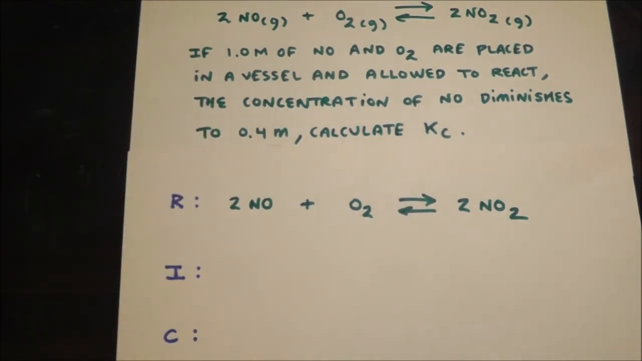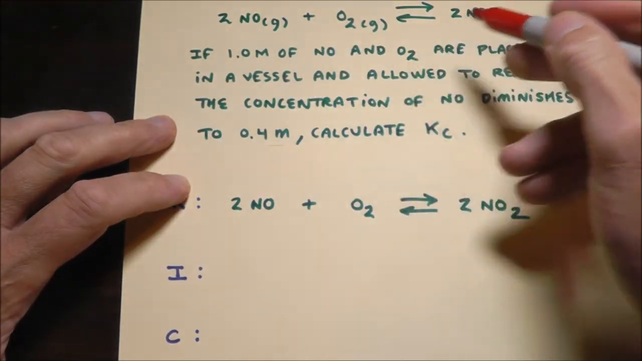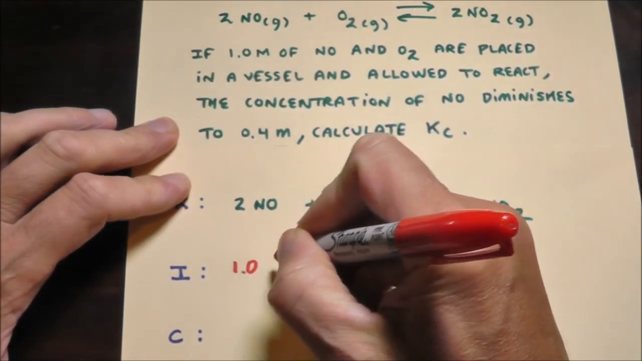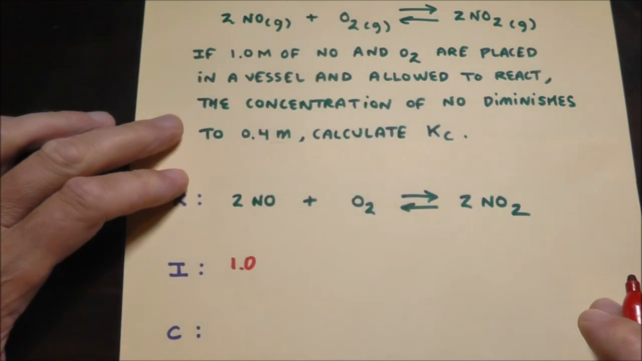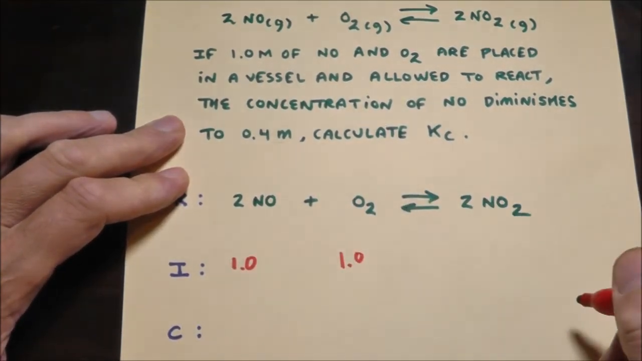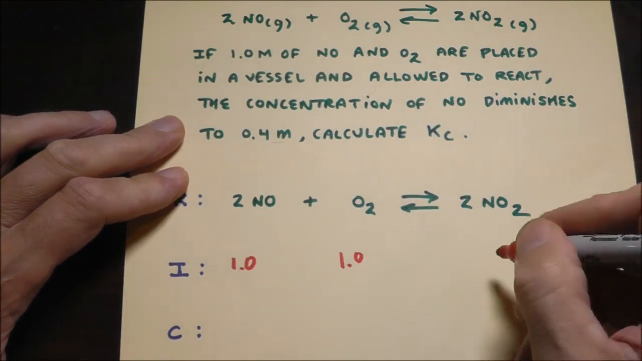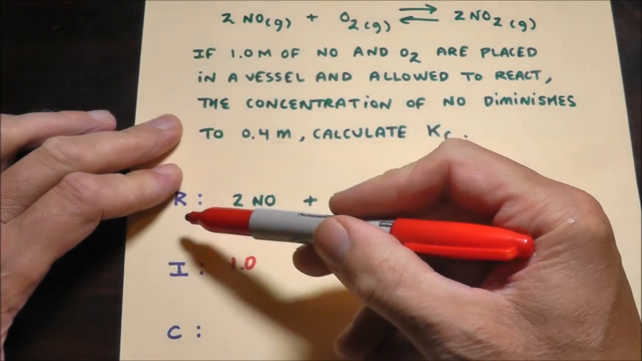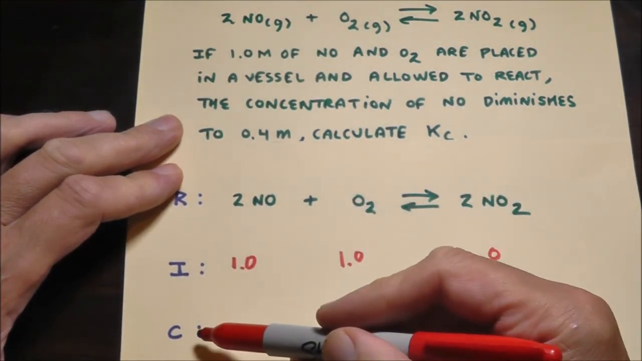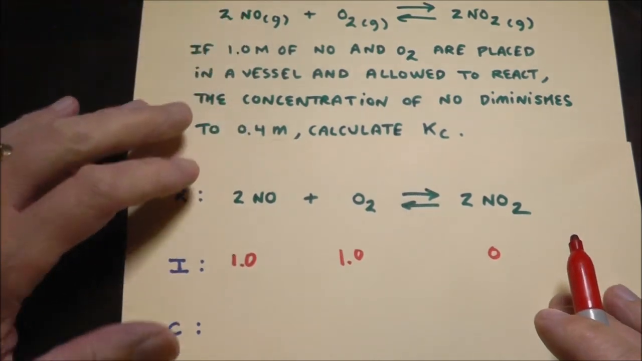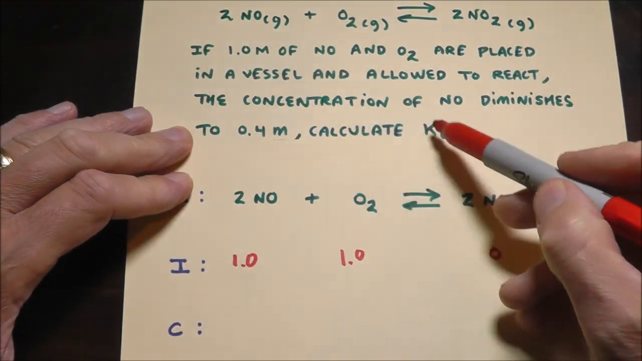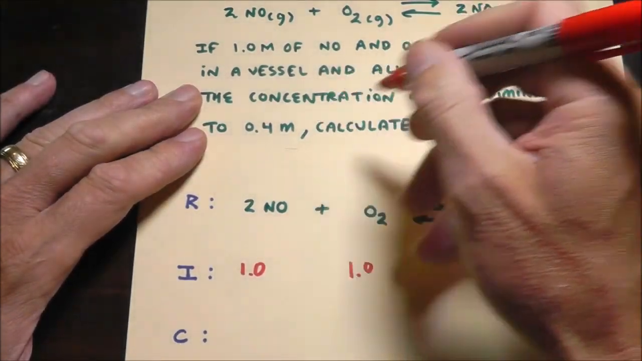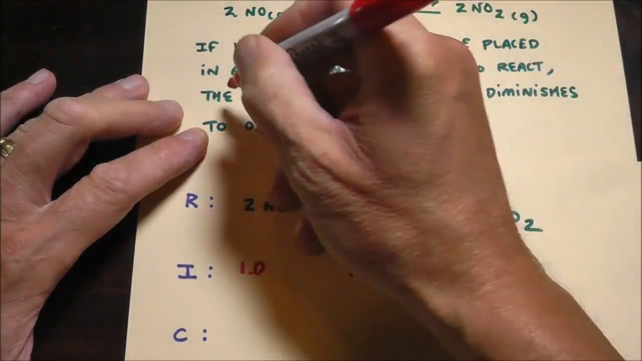They said if 1.0 molar of NO and O2 are placed in a vessel and allowed to react, that means this is 1.0 molar. I'm going to leave the M off just to make it easier to see. And this would be 1.0. They didn't mention any of this, so that means that's 0. And I stands for initial. Reaction, initial. C stands for change, and then equilibrium. So what they say is the concentration of NO diminishes to 0.4. I should have put in my little example: at equilibrium.